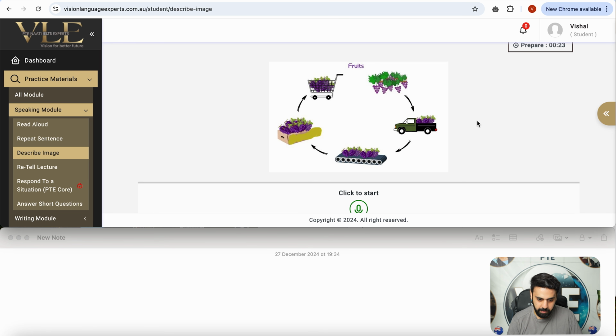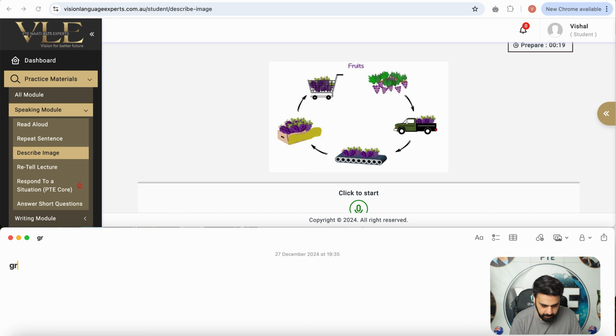So I'm going to use the same template for this kind of image. I'm going to quickly write down the words: grapes, basket, machine, transportation, truck, machine, vending machine, we can put conveyor belt, we can put purple.